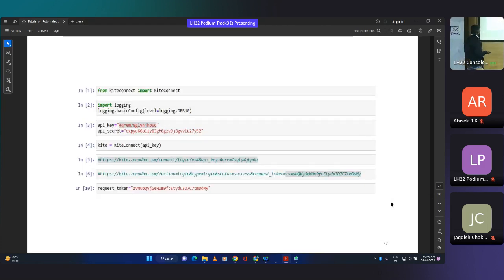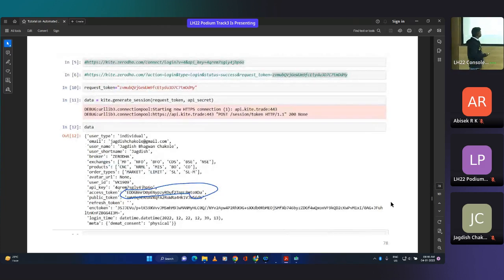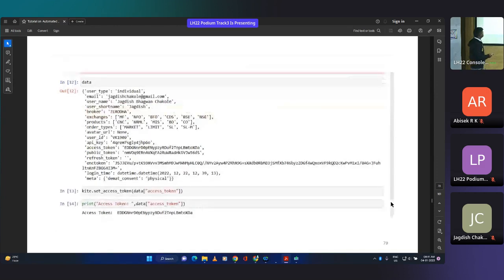So here I have got this request token, and by using that request token, I will generate the access token. We require the access token, and the access token is a function of the request token and the API secret. Once you get this access token, it is valid for 24 hours. So this is my access token.